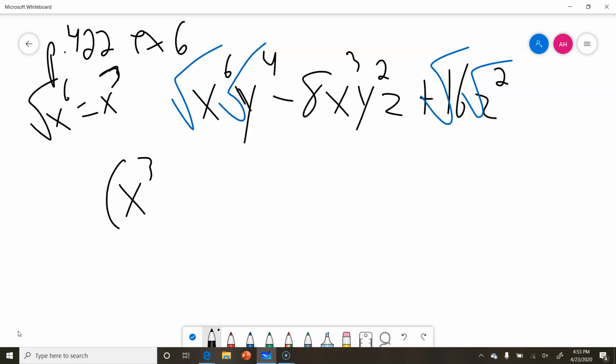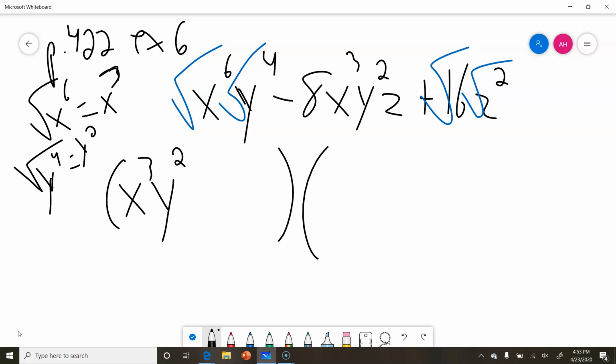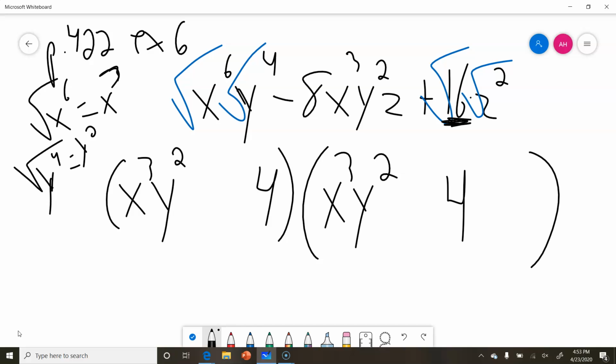So x to the 3rd. Then I do y to the 4th, so I take the square root of y to the 4th, which is y squared, and I get y squared, like that. Now I come down and put that also here, x cubed y squared. Then I take the square root of 16, and that is 4 and 4, right? Pretty straightforward. And then I take the square root of z.